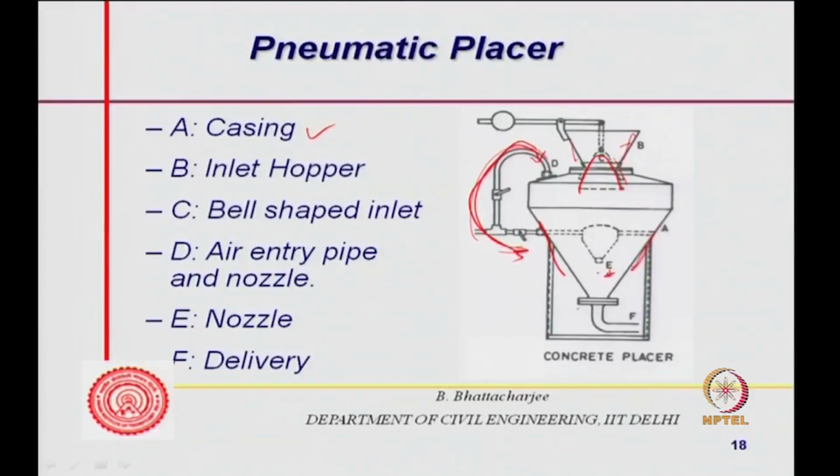D is the compressed air, which will enter through this nozzle, and F is the delivery pipe. So, your concrete enters from here, and air under pressure causes it to move. Relatively dry air is quite often used for gunniting, for example, or similar usage. One can actually use compressed air to transport cement mortar, or even concrete or grout, or a similar situation.